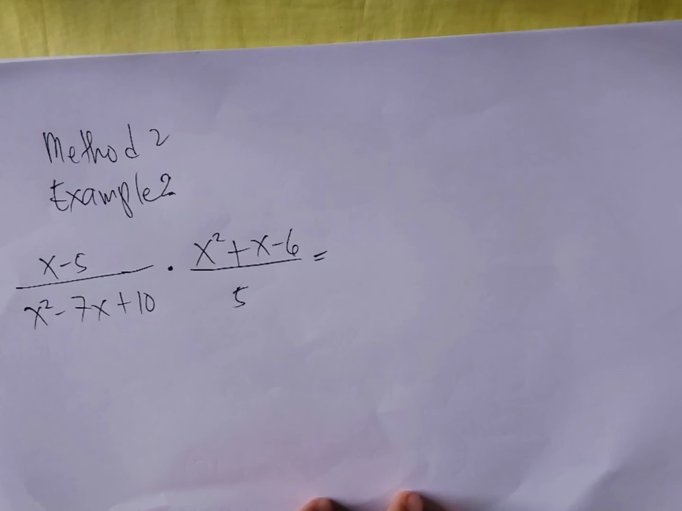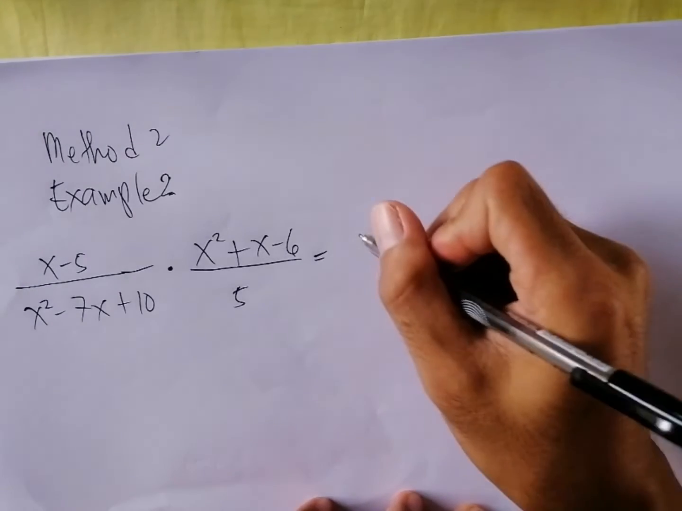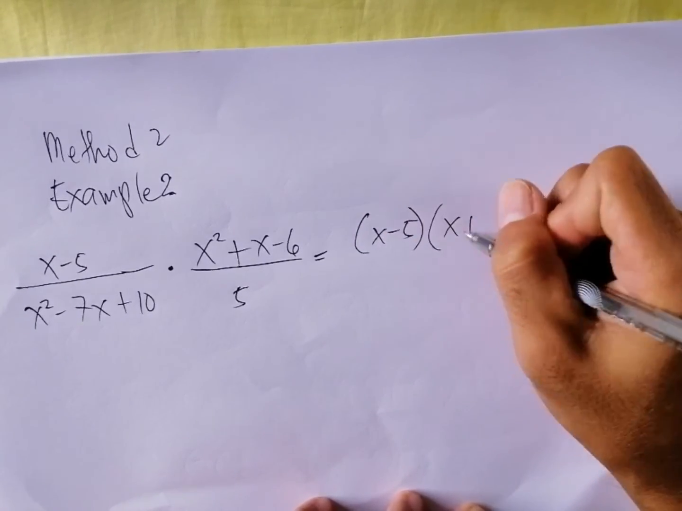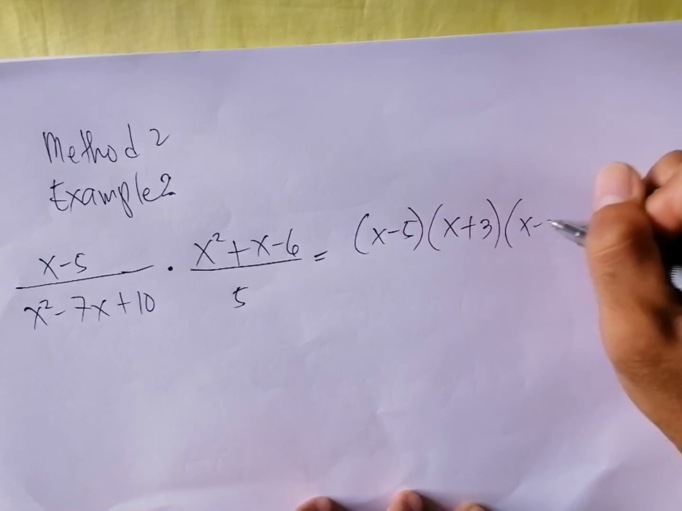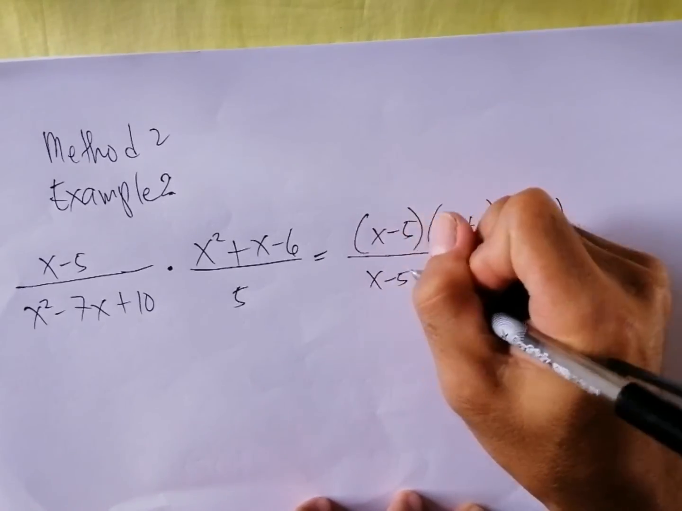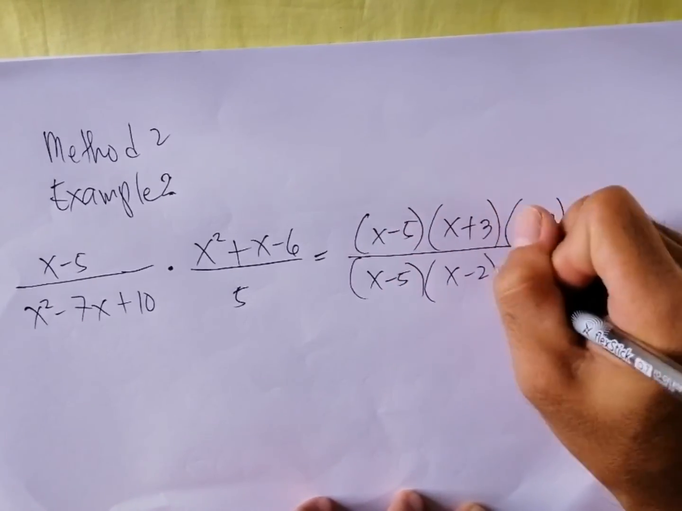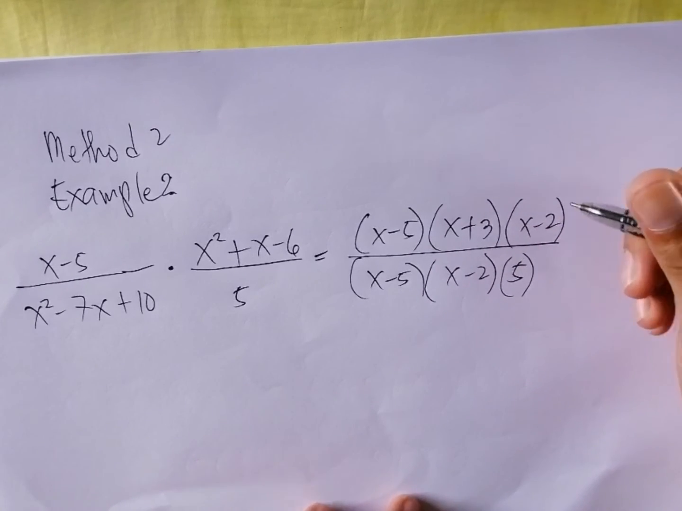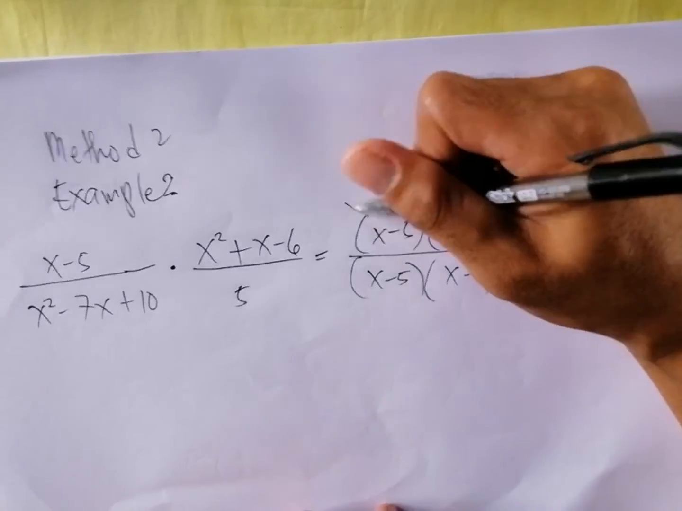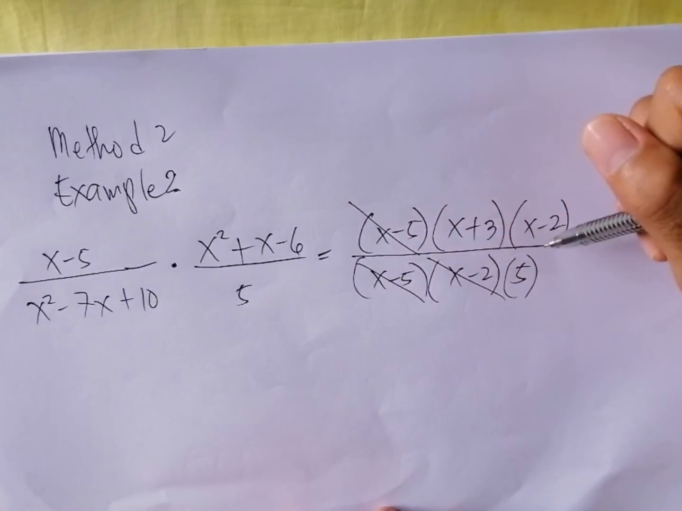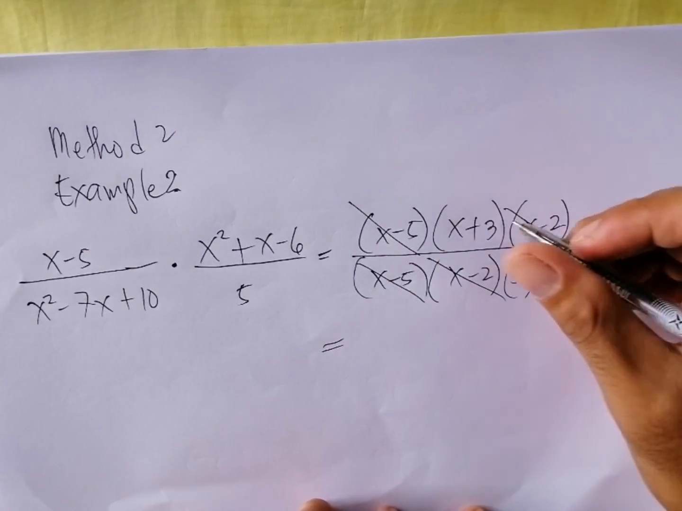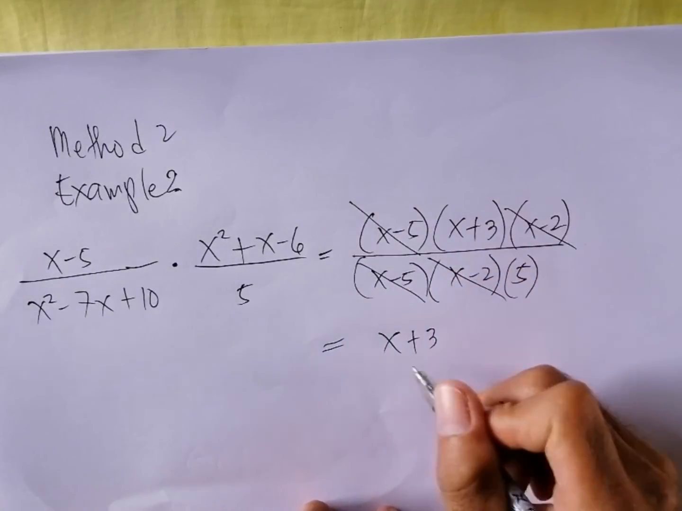Okay, for the factor of the numerator, we have the quantity of x minus 5 times x plus 3 times x minus 2, and for the denominator, we have x minus 5 times x minus 2 times 5. And divide out x minus 5 and x minus 2. So the answer is x plus 3 over 5.